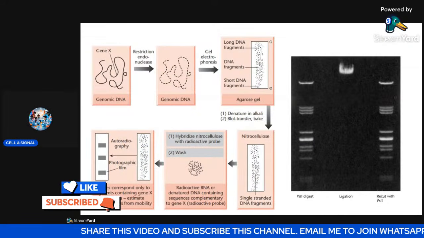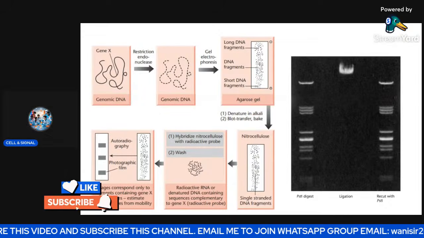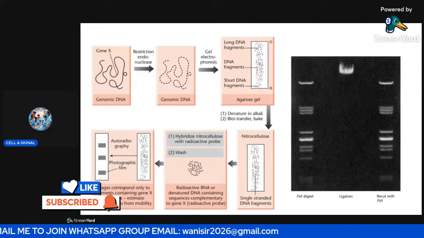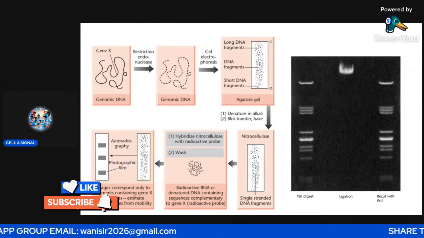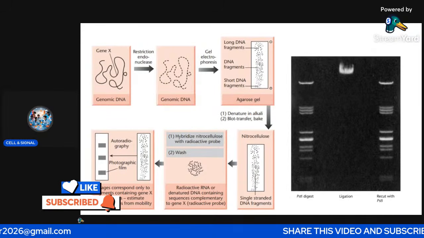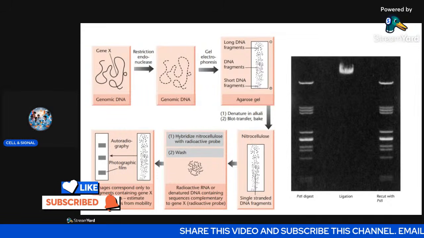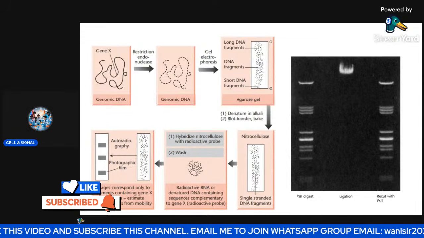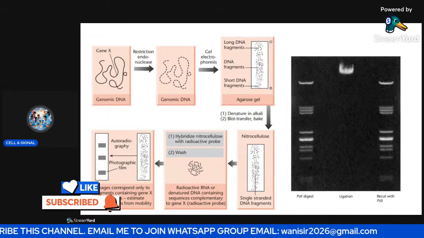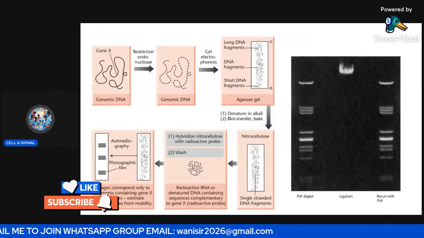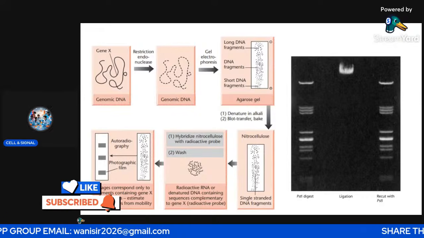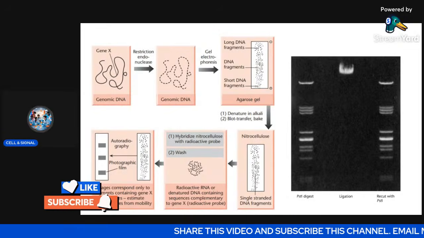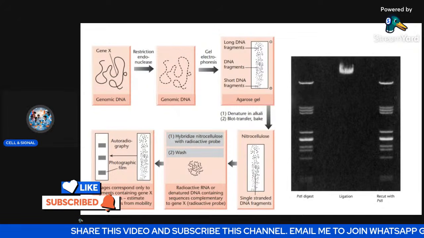So this is the genomic DNA, and we use the restriction endonuclease to cut it down. Then we perform gel electrophoresis. The long DNA fragments will be on the negative side, and the shortest will be on the positive side. Then we denature in alkali and blot transfer onto a nitrocellulose membrane, then hybridize with radioactive probes and wash it down. After transfer onto the nitrocellulose membrane, we perform autoradiography, where we find the DNA images of this gel.